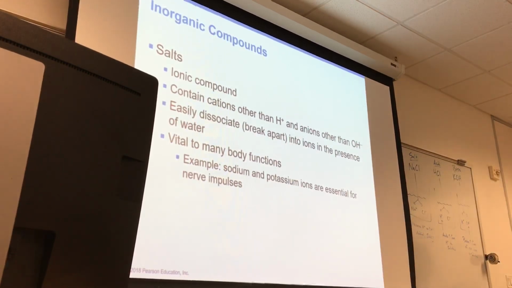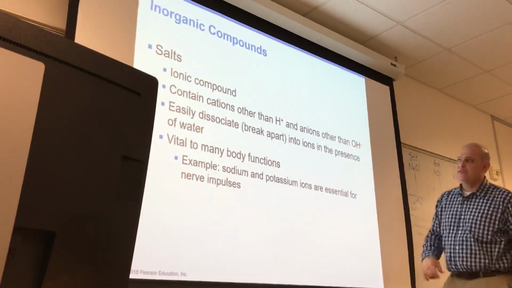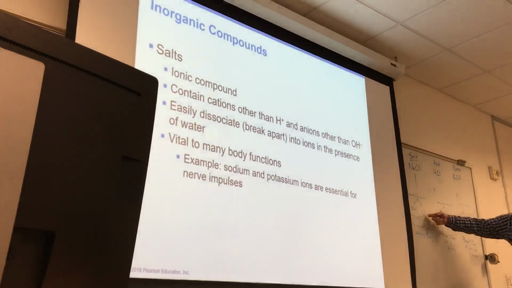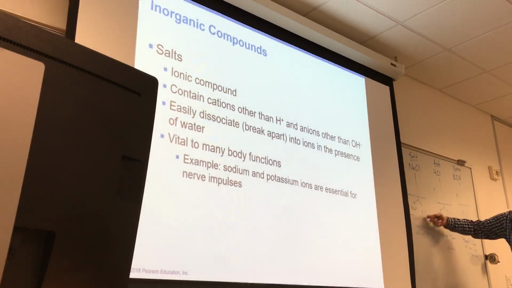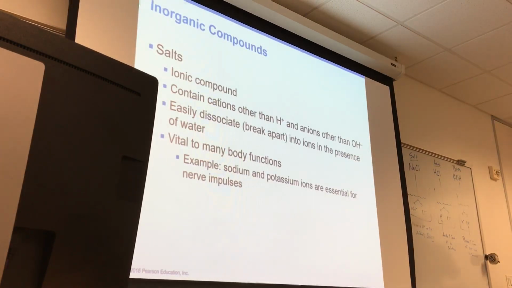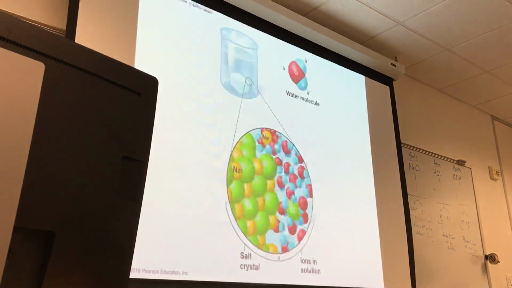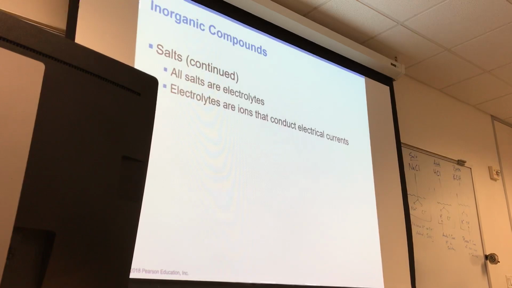So when we think about salts, salts are ionic compounds. These are compounds that are created via ionic bonding. They contain cations that are not hydrogen or hydroxyl ions. So when they're broken apart in water, we'll see that neither hydrogen ions nor hydroxyl ions are created or added to the solution. And we have a slew of different functions of salts. We're going to talk about salts more than we talk about acids or bases this semester. We're going to talk about salts in a whole host of different chapters.